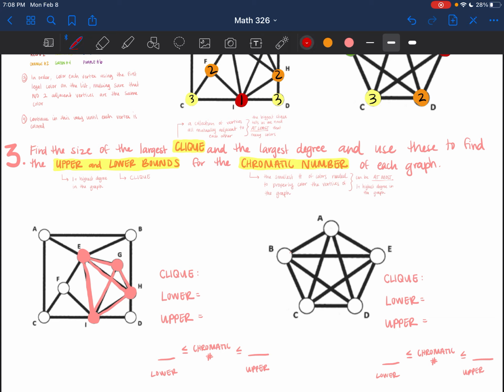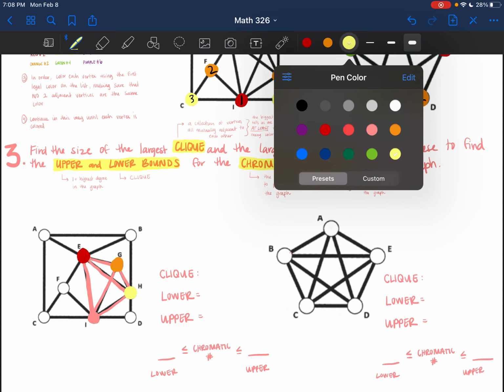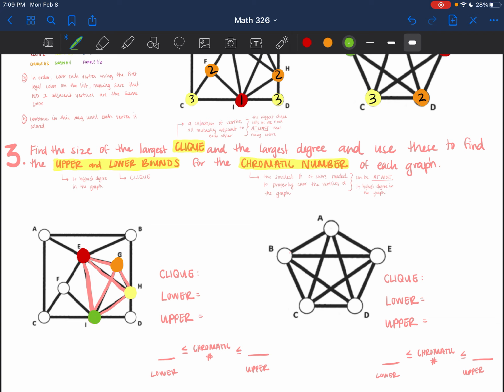So if we treat it like we've been treating our other graphs, let's say we start with E, because red was our first color. If we move to G, it is touching E, so it can't be red, so it has to be orange. And then H is touching G and E, so it has to be yellow. And I is touching E, G, and H, so it has to be a new color, and we're going to make it green. So this clique has 4 colors. That means this whole entire graph has to have at least 4 colors.